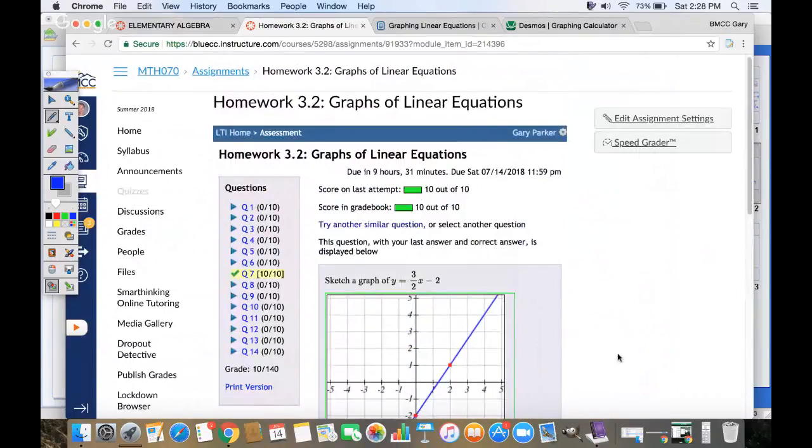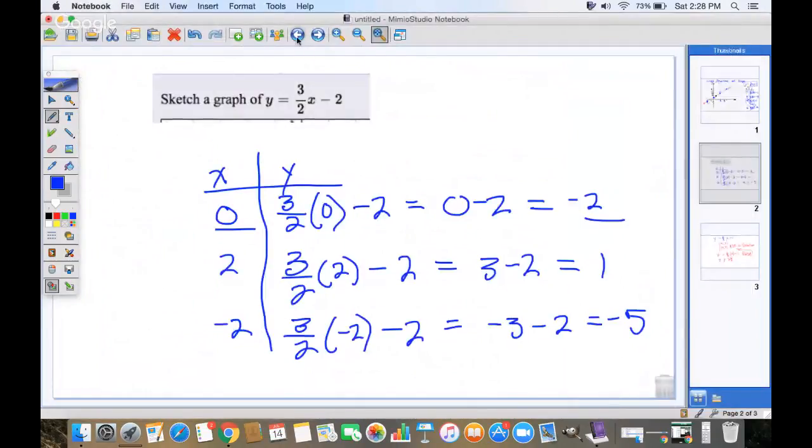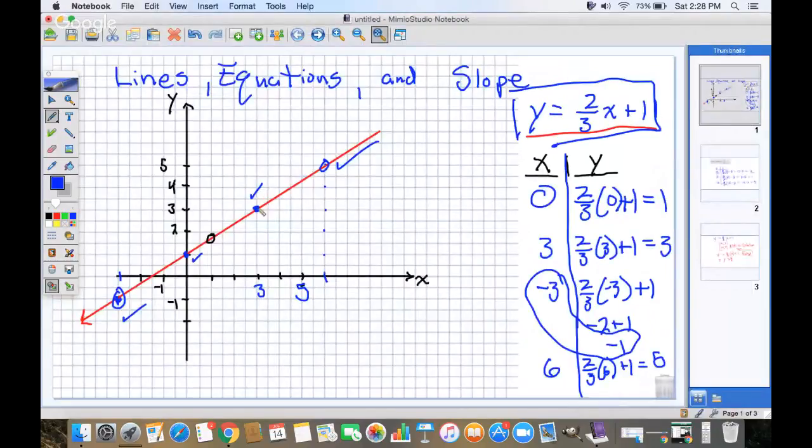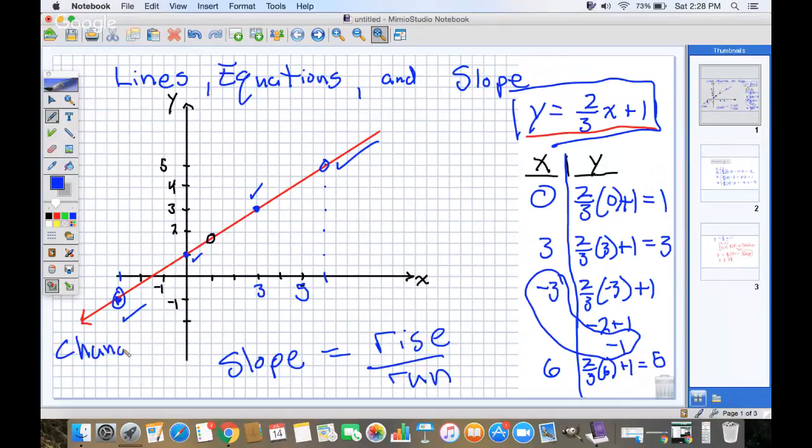All right. Other big idea is the idea of slope. Let's go back to this picture here. Slope is the idea of rise over run. Rise is your change in the y values, and run is your change in the x values. Okay, so change in y is the numerator, that's vertical change. Change in x, horizontal change, is the denominator. That's how you do slope.